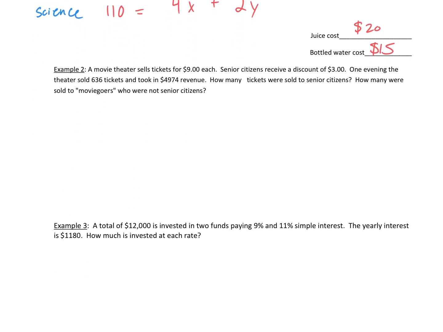So a movie theater sells tickets for $9 each. Senior citizens receive a discount of $3. One evening, the theater sold 636 tickets and took in about $5,000 in revenue. How many tickets were sold to seniors, and how many were sold to regular moviegoers who are not seniors? So once again, that's what we're trying to figure out, so that'll be our variables. x will be regular tickets, and let's have y be senior tickets.